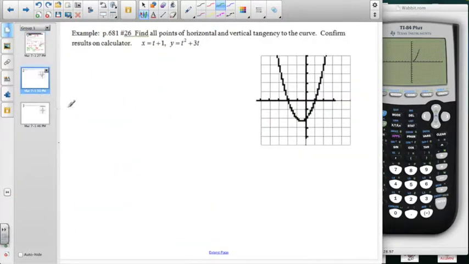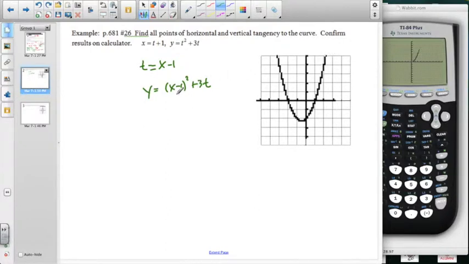As we look at this one, it says find all points of horizontal and vertical tangency to the curve. So we're starting to get into that phenomenon of horizontal and vertical tangency. Here's a picture of the curve. We know it's parabolic because we have a t squared and a t. And if we would solve this for t and plug it in, it would be t equals x minus 1, and y equals x minus 1 quantity squared plus 3t. So there's our parabolic equation.